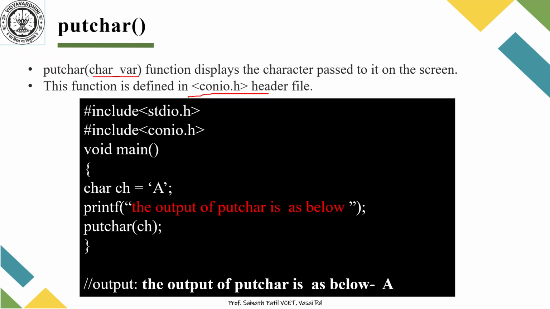For example, in this small program, we have the stdio.h and conio.h header files included. And in main, I have declared ch as char data type, to which I assign the value capital A. Using printf, I'll display this message: the output char is as below. This message will display as it is, and I'll call the putchar function to which I pass the parameter ch, whose value is to be displayed. So the output will be like this, displayed on the screen after execution of this program.